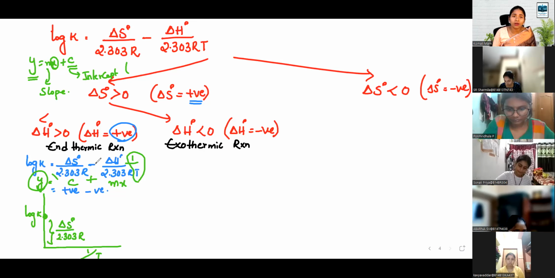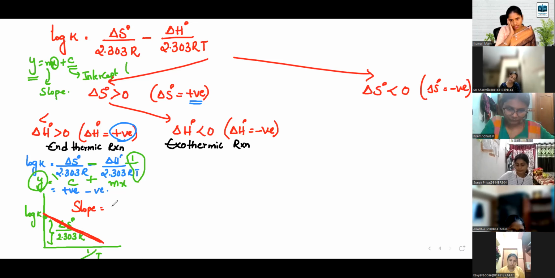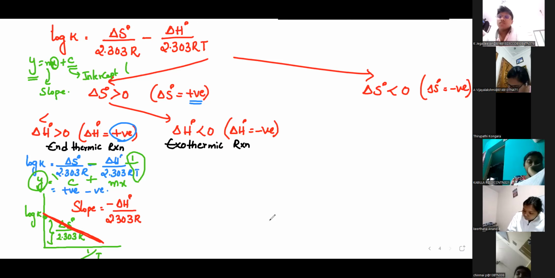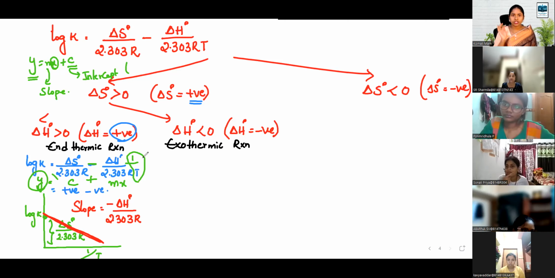Negative, isn't it? Negative. So the graph will come down like this. Why does the graph come down? Because the slope is negative. How much is the slope? Minus delta H naught by 2.303 R is the slope of the reaction. Got it? Crystal clear?